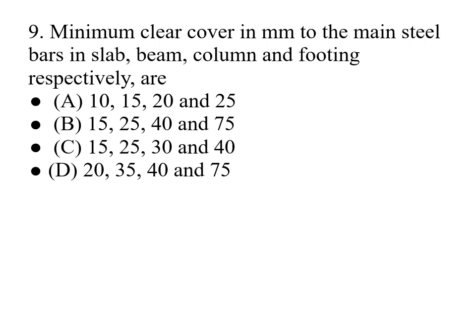In the ninth question, minimum clear cover in mm to the main steel bars in slab, beam, column and footing respectively are. The option is B. Minimum clear cover for slab is 15, for beam is 25, for column is 40 and footing is 75.